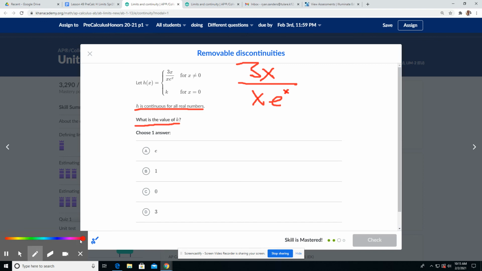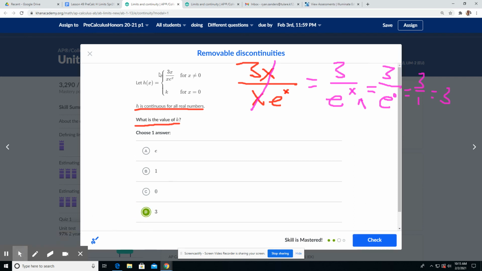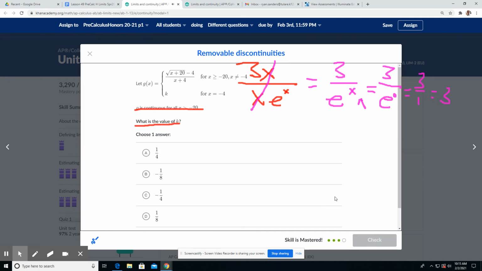The x and the x cancel, and we have 3 over e to the x. When I plug in 0 right here, that's going to be our issue spot. What is this at 0? I get 3 over e to the 0. Anything to the 0 is always 1. 3 over 1 is equal to 3. Let's just verify. I know it's structured a little strangely, but basically we're plugging in 0 to find the value of k in this one. It looks like the same kind of format, just with a different structure for the piecewise.